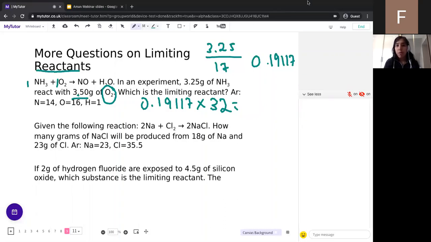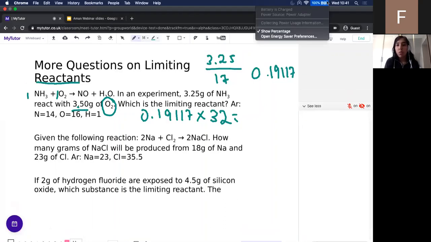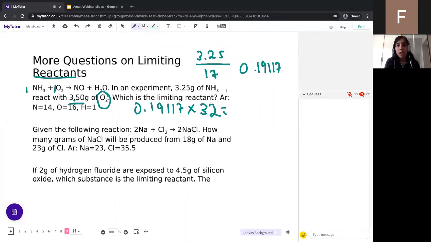Okay, we probably have time to do one more question. So it's up to you. Would you rather do a limiting reaction question or a percentage yield question? What's the preference? You can do another limiting reactant or a percentage yield. Percentage yield? Okay, let's do percentage yield.